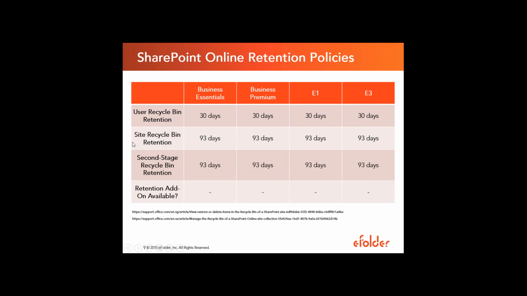In SharePoint Online, the retention policy is also the same across all 4 tiers of services. When a document is deleted, it will remain in the user's recycle bin for 30 days. After the initial 30 days, deleted files are automatically moved to the site's recycle bin, where only site administrators can access and recover them. Then, files will remain in the site recycle bin for 93 days unless a site administrator purges them. After those 93 days, it moves to a second stage recycle bin. Once files have been in the second stage recycle bin for an additional 93 days, they will then be permanently deleted. And like OneDrive, there is no add-on retention available for SharePoint Online.